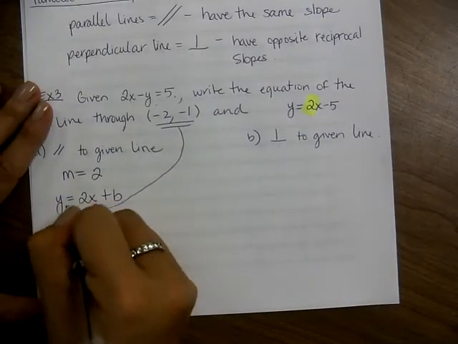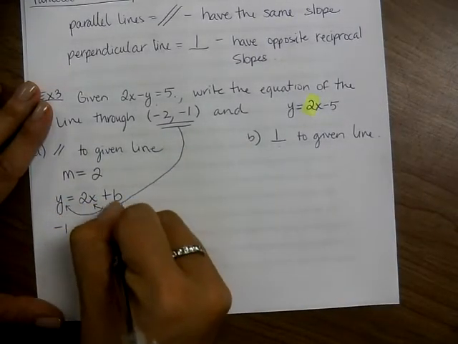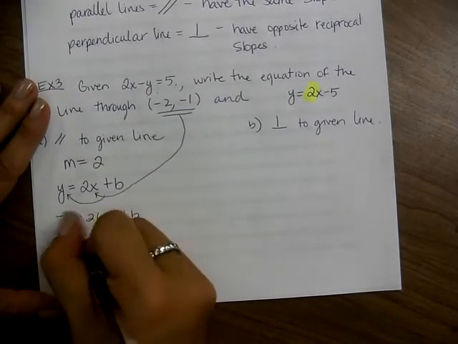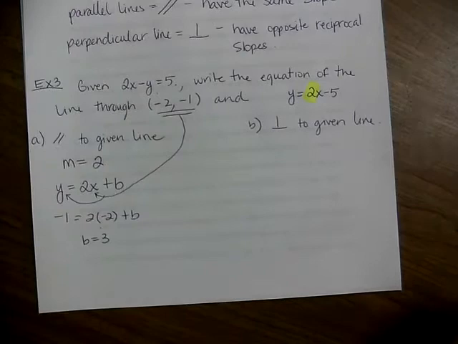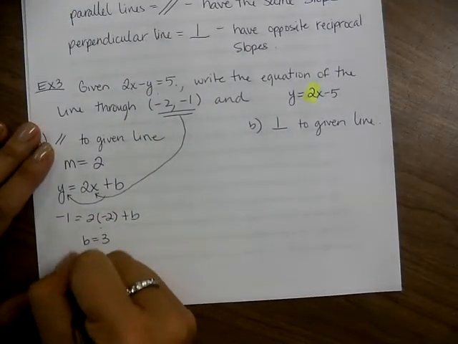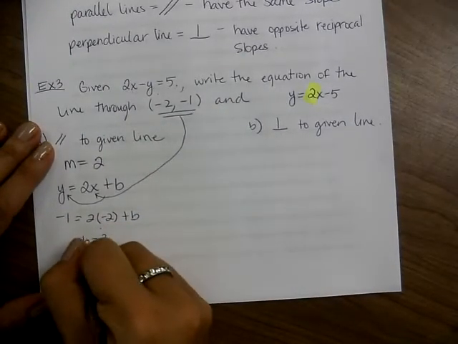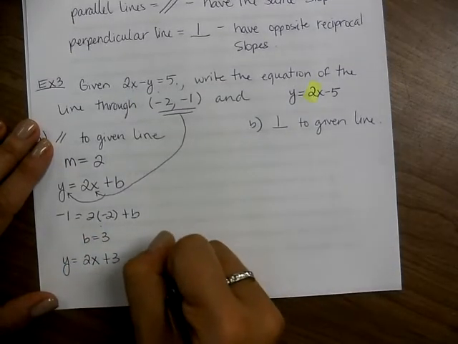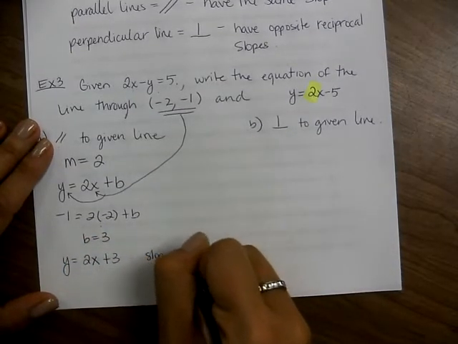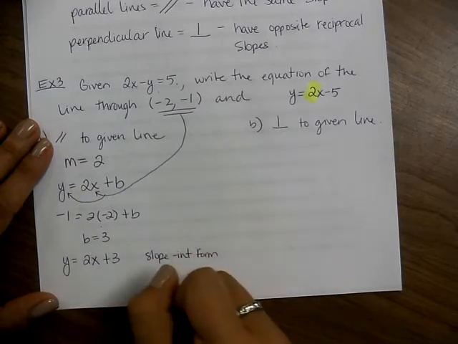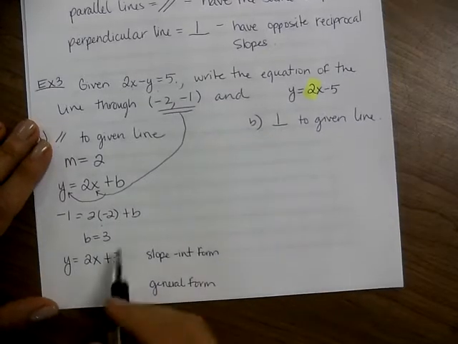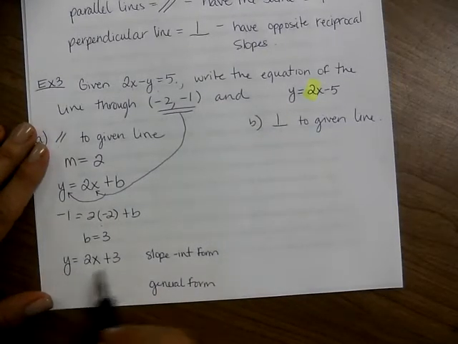So I'm going to have -1 equals 2 times -2 plus b. That gives me a -4. Add the 4 over, and I get b equals 3. So now the equation of the line in slope-intercept form is going to be y equals 2x plus 3. And we know that's in slope-intercept form. If I wanted to change that to general form, then all I have to do is pull over the y.